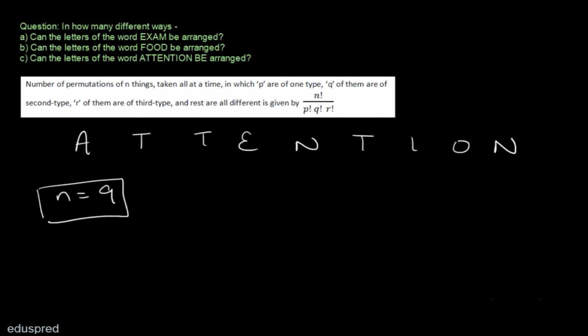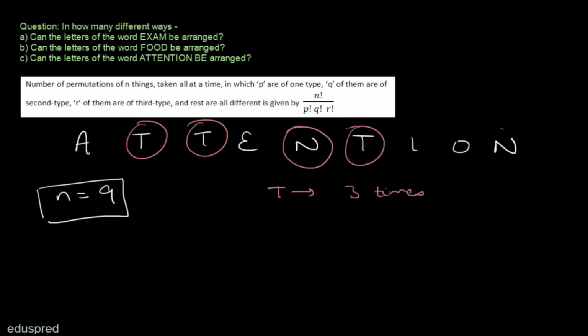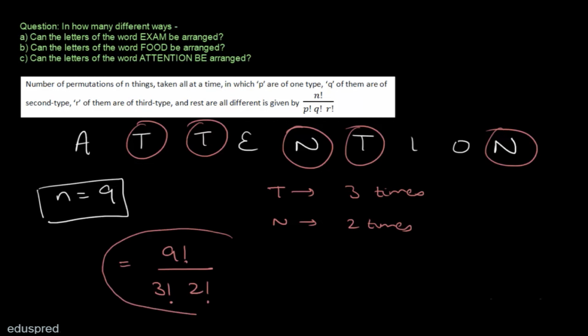Now count the letters that are repeating. So we have 1 T here, 1 here and 1 here. So that means T is appearing 3 times. And we can count that n is appearing 2 times. And all the remaining letters A, E, I, O are appearing only once. Now let's use this formula to find the answer. So according to this formula, the answer should be 9 factorial divided by 3 factorial multiplied by 2 factorial. And that's it. This is your final answer. And with this, we are done with this question.